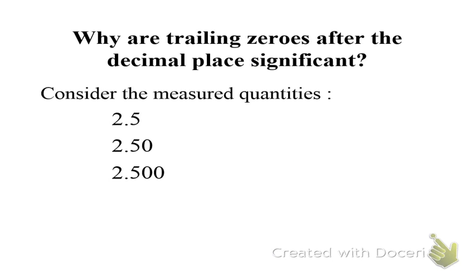Okay. So I'm going to talk you through why you have 2 sig figs, 3 sig figs, and 4 sig figs in those quantities. The uncertainty starts right here in the tenths place for this one, the hundredths place for this one, and the thousandths place for this one.